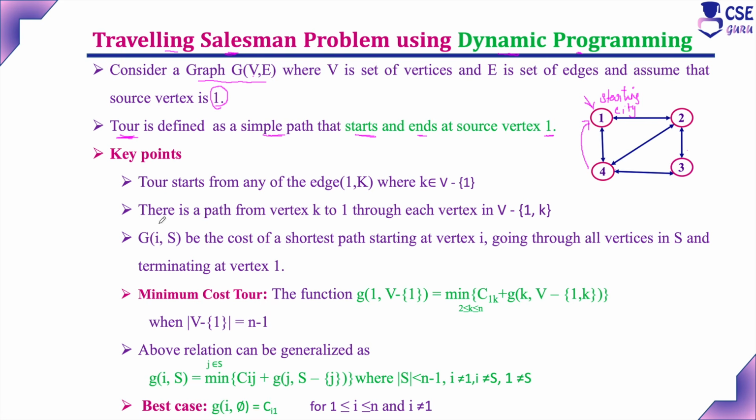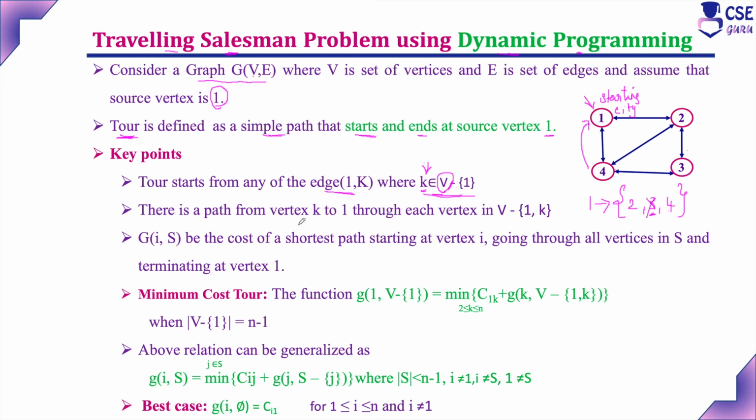And here we need to consider the key points. A tour starts from 1 and goes to any vertex k, where k belongs to V minus 1. That is, if you are visiting the kth vertex, this vertex should belong to the vertex set and it should be subtracted from this vertex set. For example, if you are considering a tour that starts from 1 and has to visit the remaining cities 2, 3 and 4. Suppose you have visited 3, this should be subtracted from this vertex set because he has to visit each city only once. That is the concept. Next, he has to visit either 2 or 4. That's why we have placed here V minus 1.